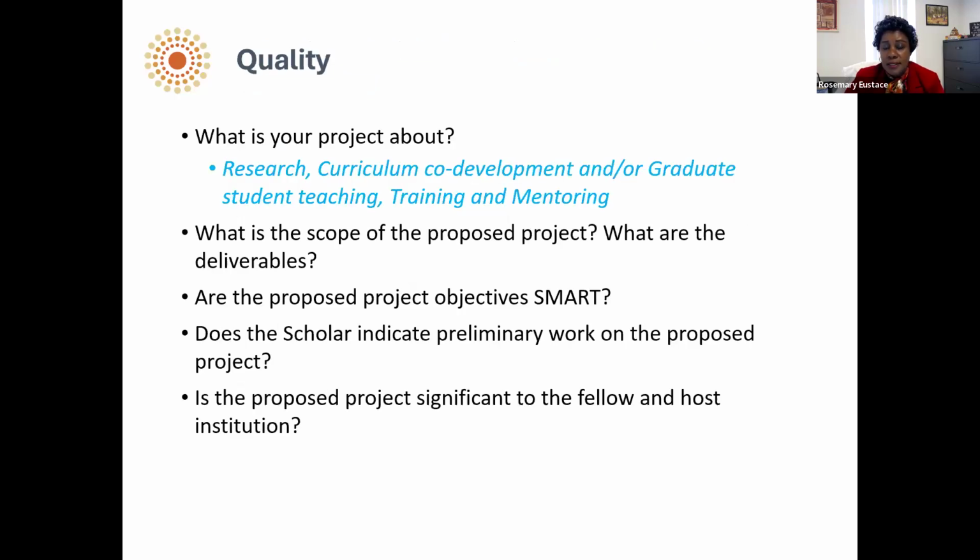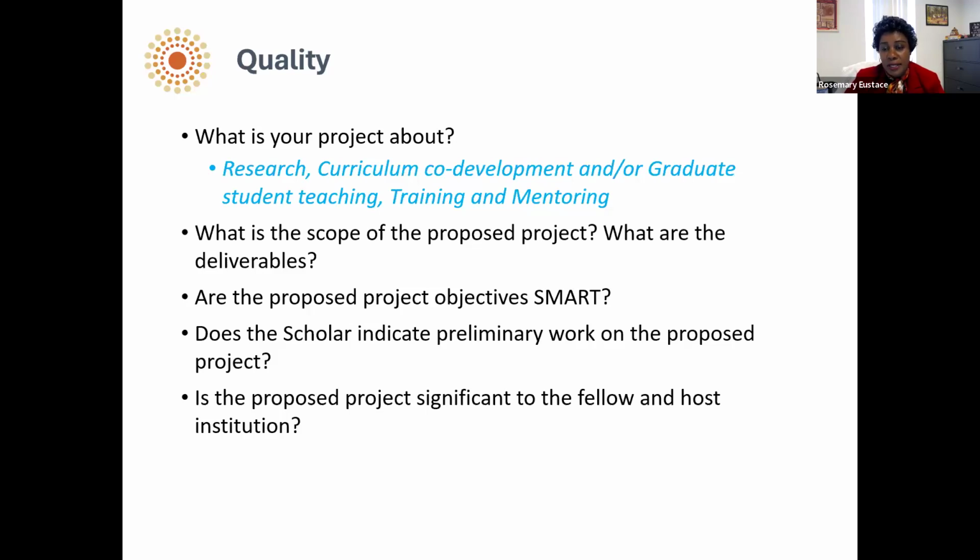So let us start with quality. And quality here, I mean the importance of the project that you're proposing. The quality answers your questions of why and what of the scholar application. So what is your project about? Is it about research? Is it about curriculum? Or is it about graduate student teaching, training, and mentoring? Or does it include multifaceted projects? So you can have more than one. As I mentioned earlier, from my experience, I had research and also curriculum co-development.